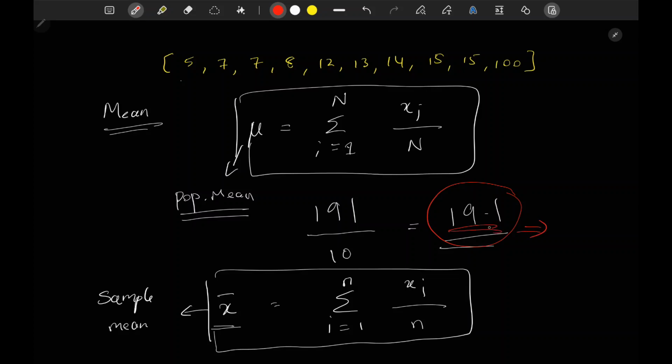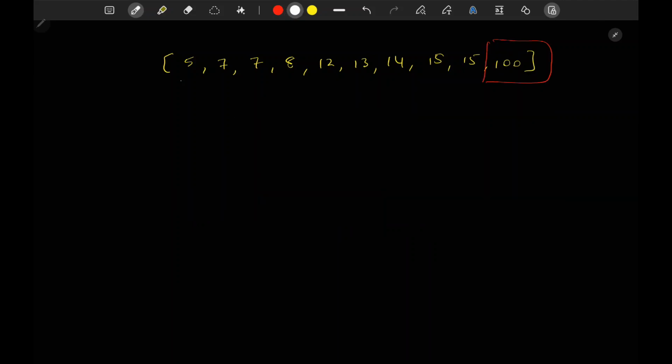This is very large. The reason why it is very large is that we have an outlier point of 100 at the end in this set. So 100 has an impact on this value. In order to handle this outlier case, we can use median. So now we will see how to calculate median.